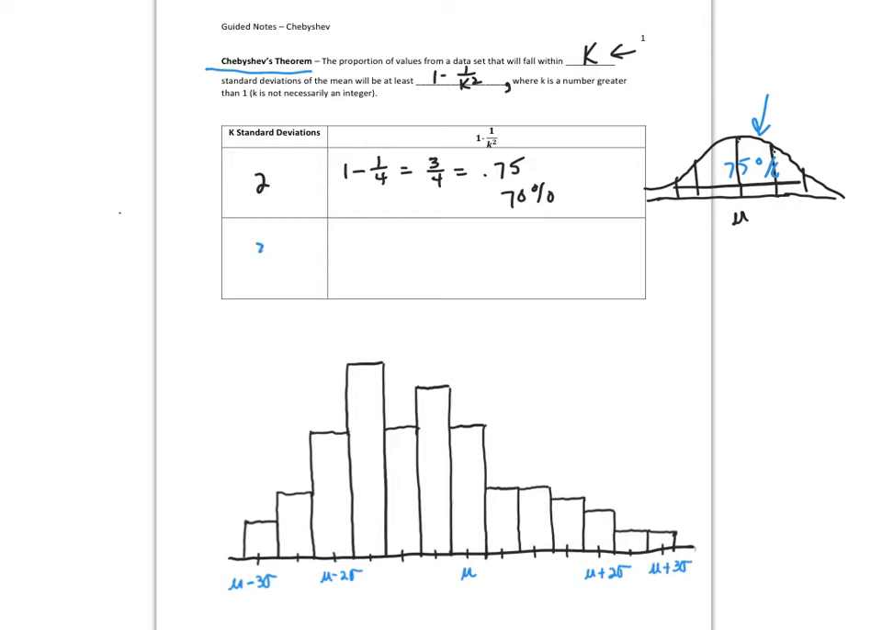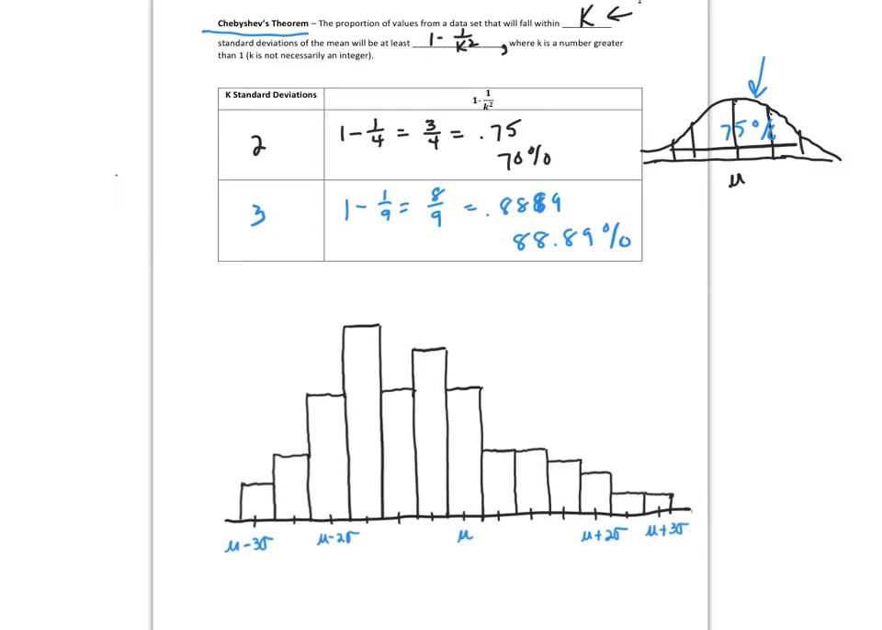If I had 3 standard deviations, that would be 1 minus 1/9, which is 8/9, which is 0.8889. So about 89% of my data, 0.8889. So that's 88.89% of my data points will lie within 3 standard deviations.